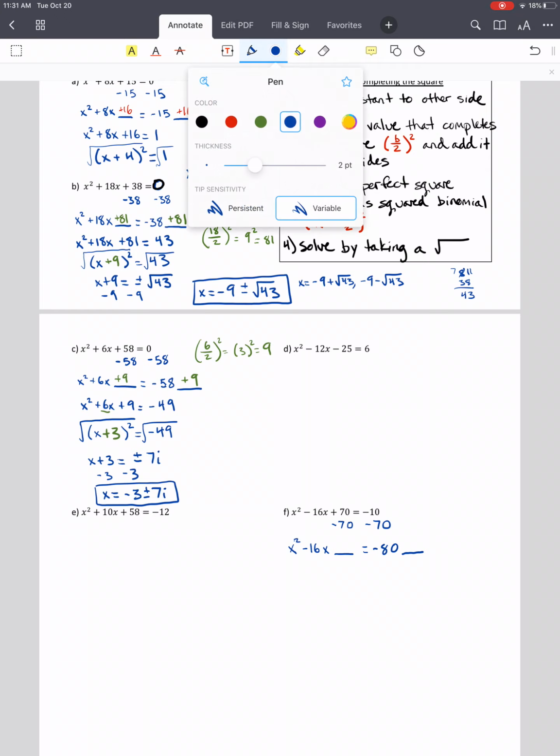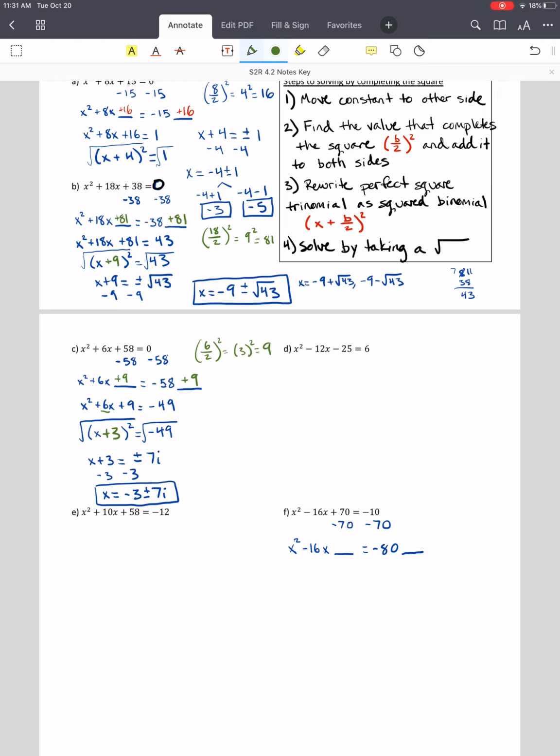And now we've got to find the value that completes this square. So take b and divide it by 2, and then square it. So we get negative 8 squared, which is positive 64. Okay, so I get x squared minus 16x plus 64 equals negative 16. And now we can rewrite the left side as the squared binomial.